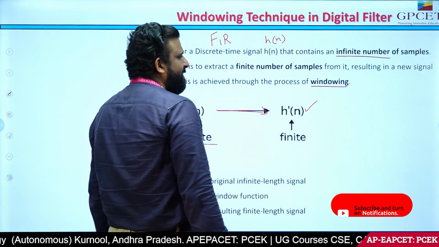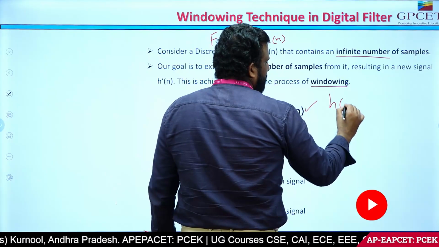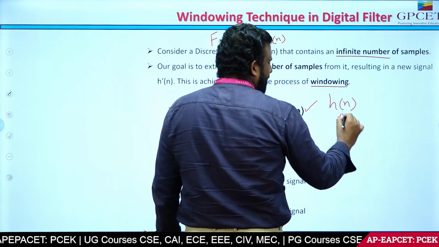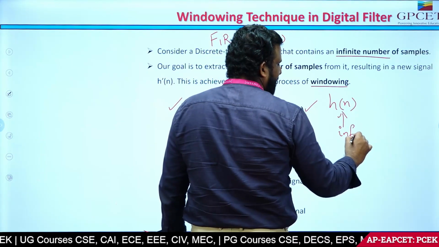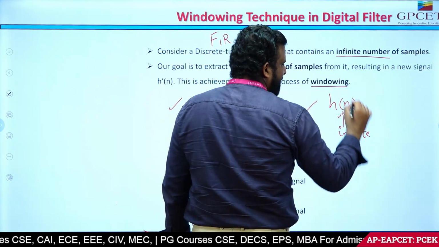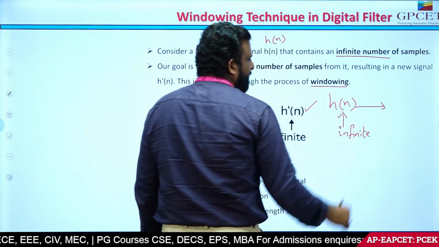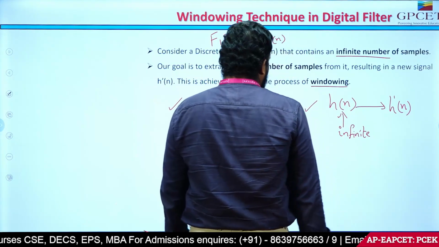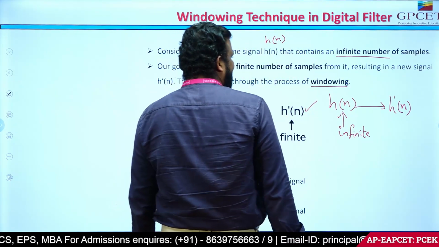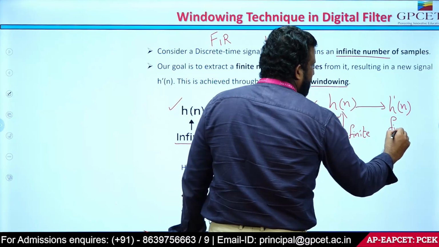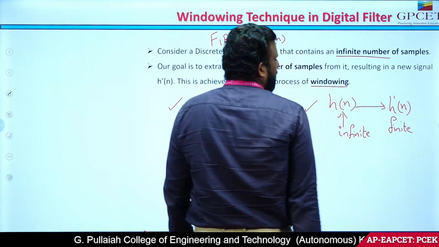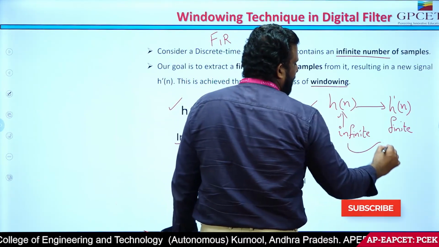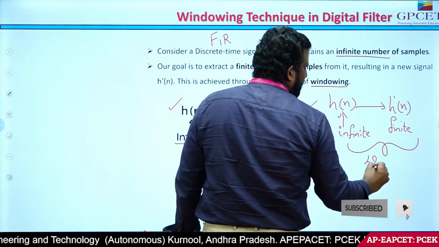Our agenda is to convert h of n, a discrete time signal that contains an infinite number of samples, into h dash of n, which is a discrete time signal that contains a finite number of samples. So our goal is to go from infinite to finite number of samples. How is it going to happen? It is going to happen with the help of a technique known as the windowing technique.